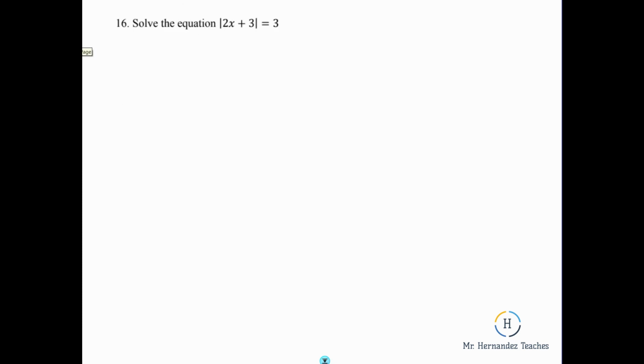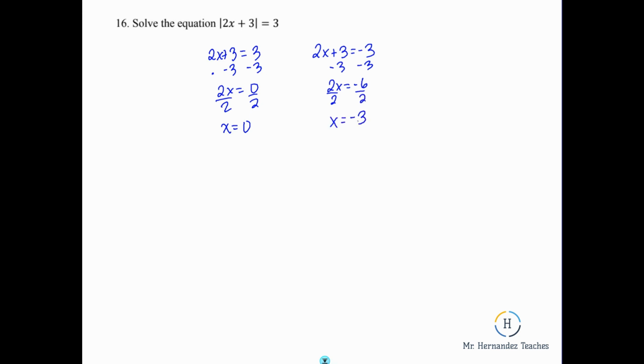Number 16, again, solving the equation, probably because it's pretty important. The absolute value is already there, so 2x plus 3 equals 3. 2x plus 3 equals -3. And then just solve for x. So minus 3 minus 3, 2x equals 0. Divide by 2, x equals 0. Subtract 3, 2x equals negative 6. Divide by 2, and x equals negative 3.